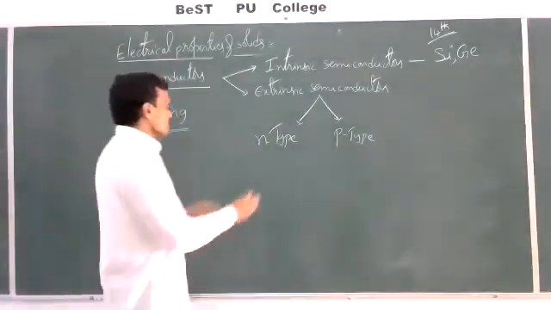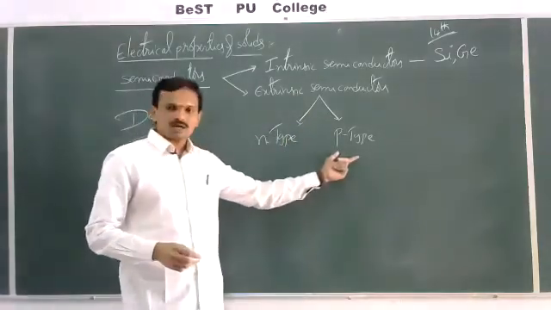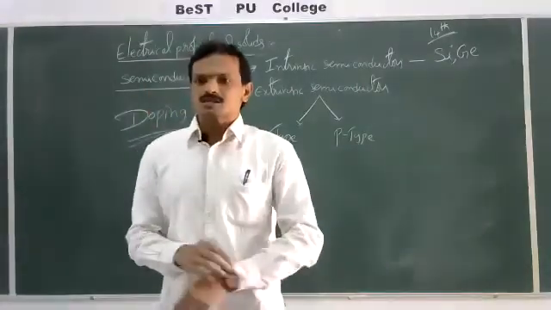Then what are N-type semiconductors? What are P-type semiconductors? How are these obtained? Then what about the conductivity of these semiconductors?